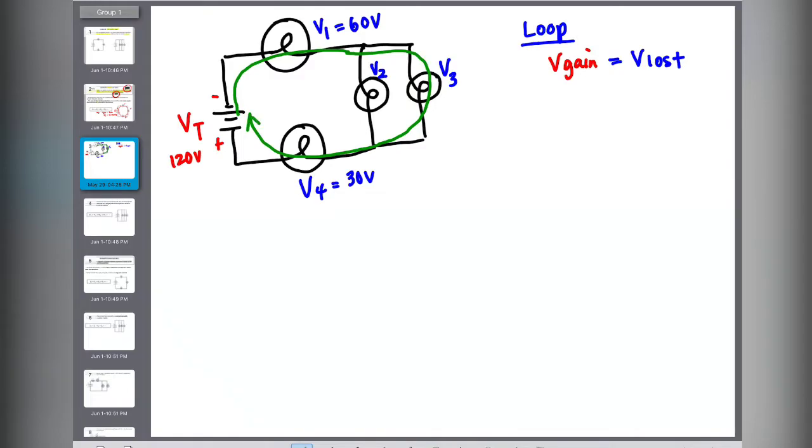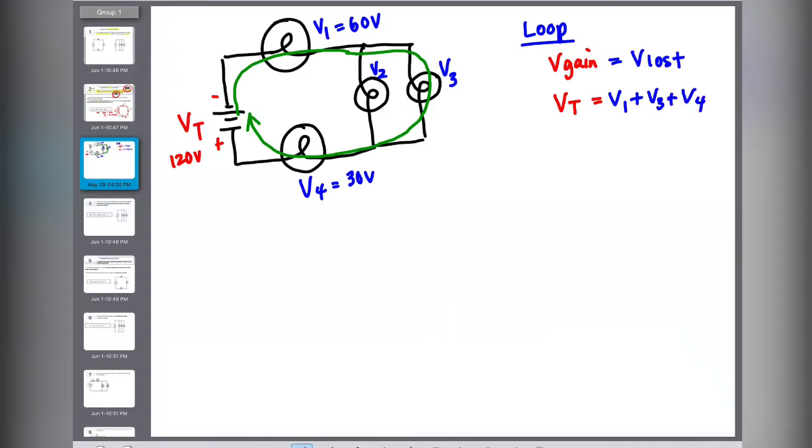So if I follow the green line, that's a loop. V gain happens at the battery, which is VT, and is equal to, which ones did it actually go through? It went through the first light bulb, so V1. It also went through the third light bulb and the fourth light bulb.